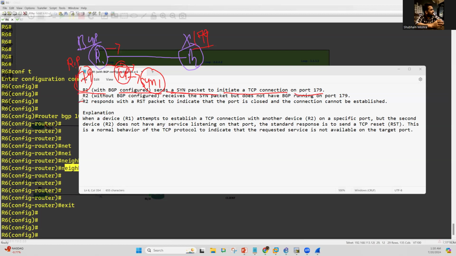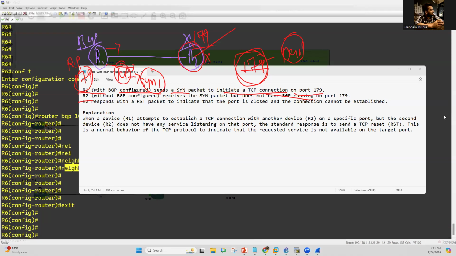R2 without BGP configured receives the SYN packet. BGP is not configured on R2. When this router opens the packet at layer 4, it checks the destination port number, 179. But on R2 you did not configure BGP. So 179 belongs to BGP at layer 4, and on R2 the BGP service is not enabled. So if the required service is not enabled, what will happen?